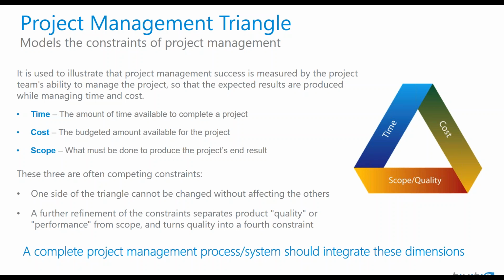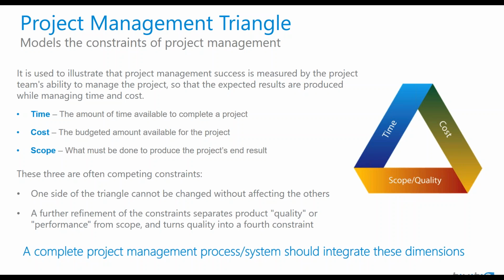We define time as the amount of time available to complete a project, cost as the budgeted amount available for the project, and scope is really what needs to be done or accomplished to the project's end result to be considered successful. These are often competing constraints, meaning that one side of the triangle can't be changed without affecting one or both of the others.